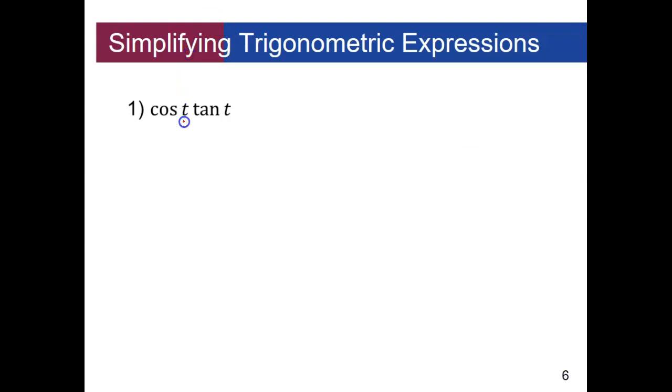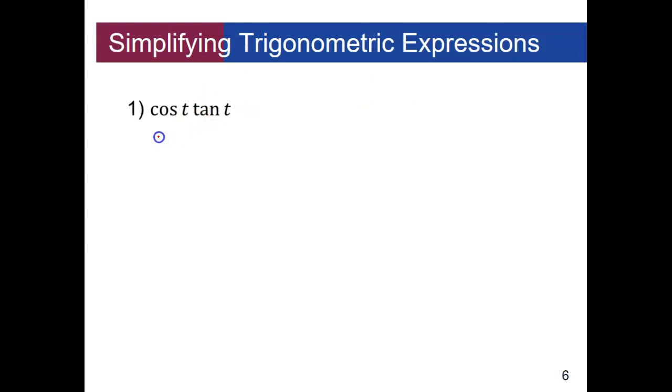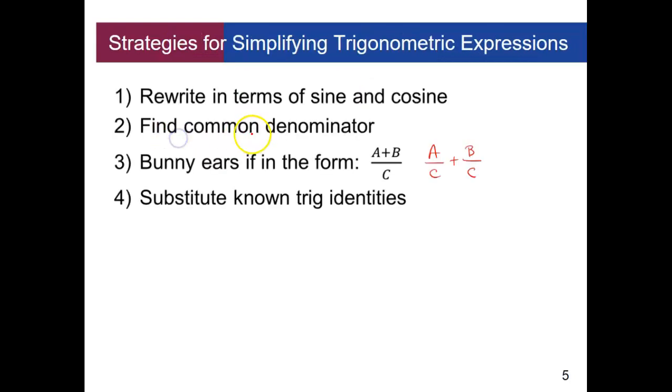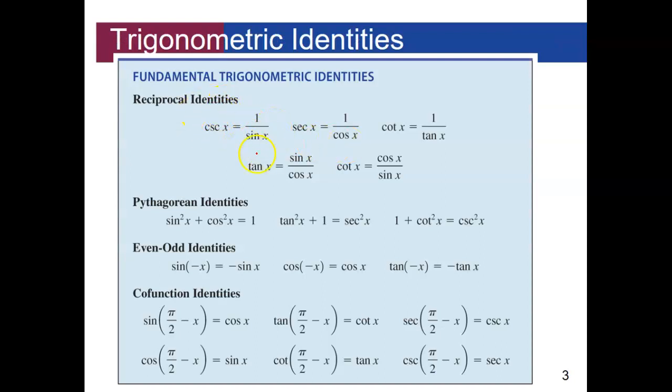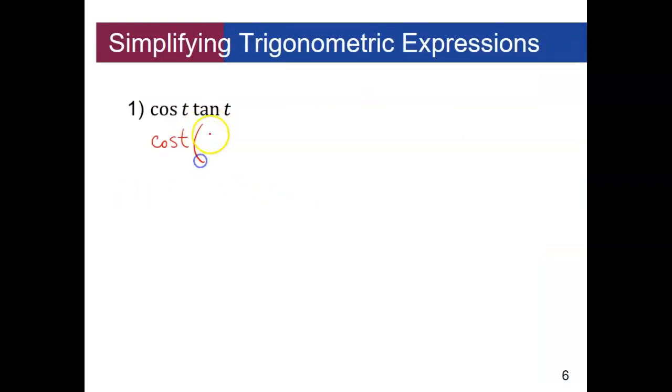The first one that we have here is cosine times tangent. So we're going to use that very basic strategy that we just said, which is to rewrite in terms of sine and cosine. In the place of tangent, I'm going to go back to these reciprocal identities and remember that tangent is sine over cosine. So I'm going to replace tangent with sine over cosine. That's going to allow me to cancel the cosines out and simplify that whole expression to just be sine of t.